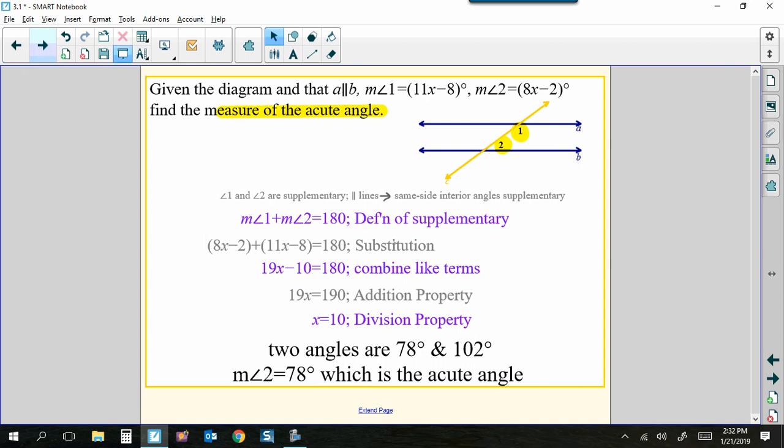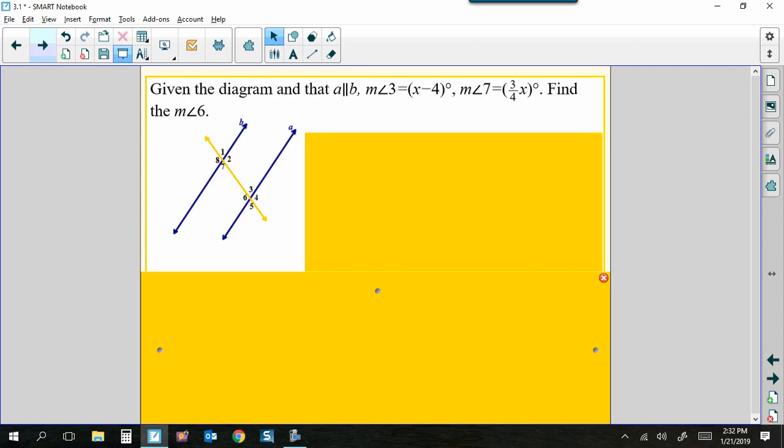I think I'm getting the hang of this. Can we try another one? We can. Why don't you guys go ahead and pause the video and see if you can solve this one the same way that we solved the previous one.